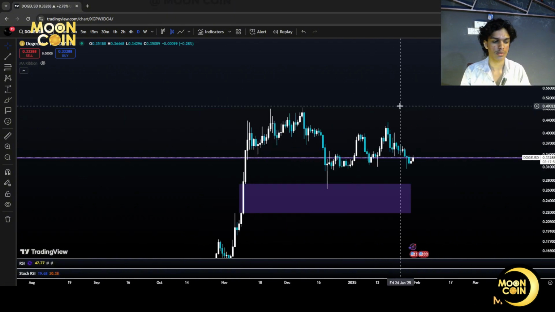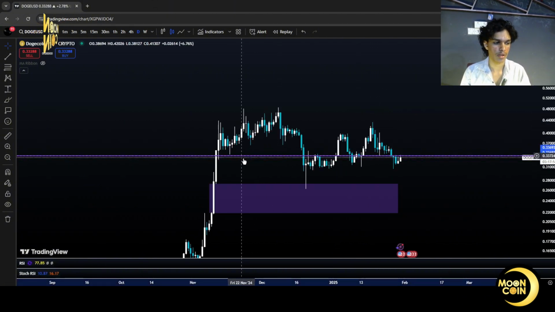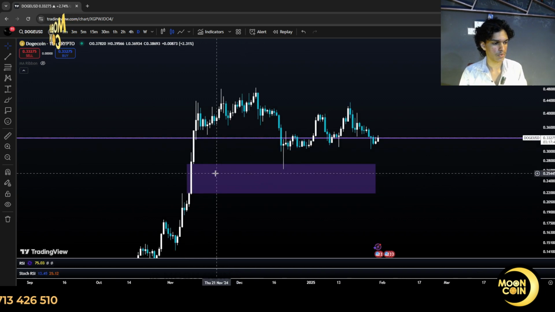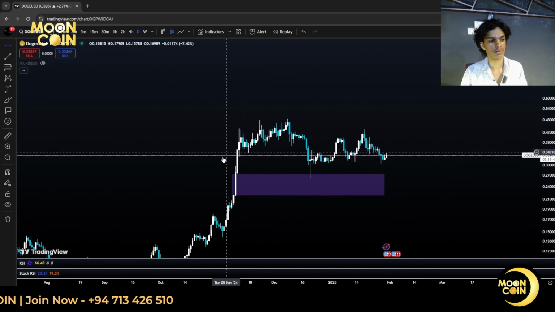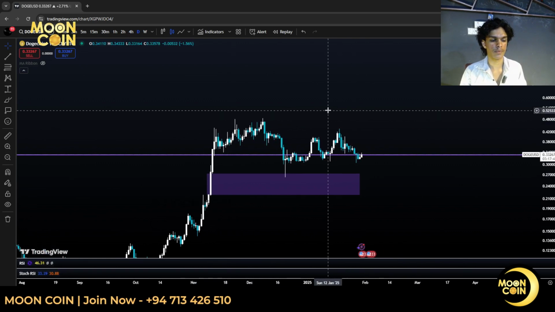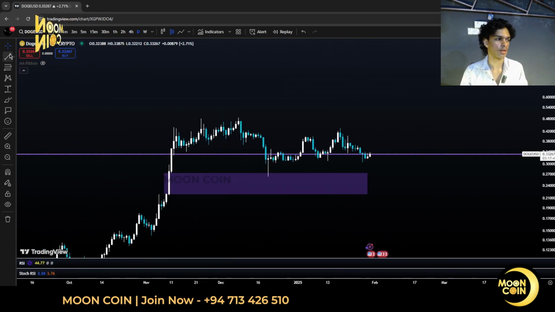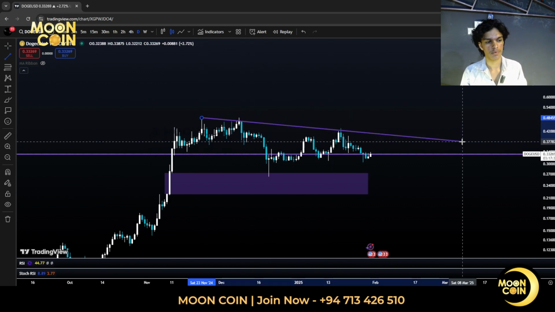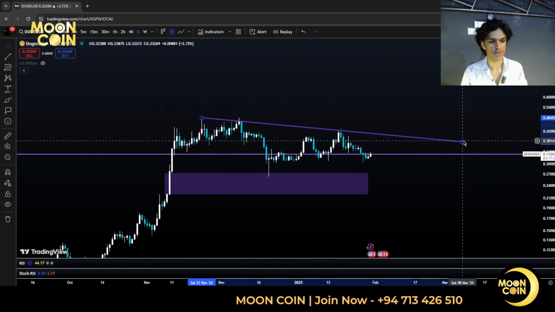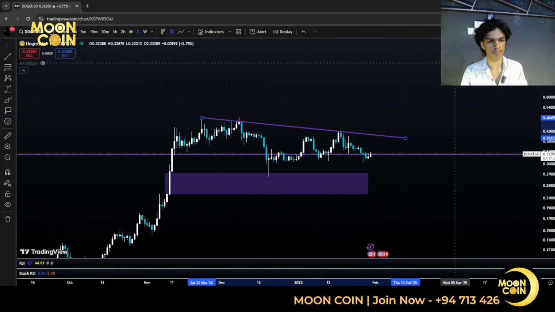Now this coin, this zone that I marked here is a very good POI level for me. It's not because of the FVG, there are reasons behind that, and you can see the trend line here. So this is one way of drawing my trend lines.